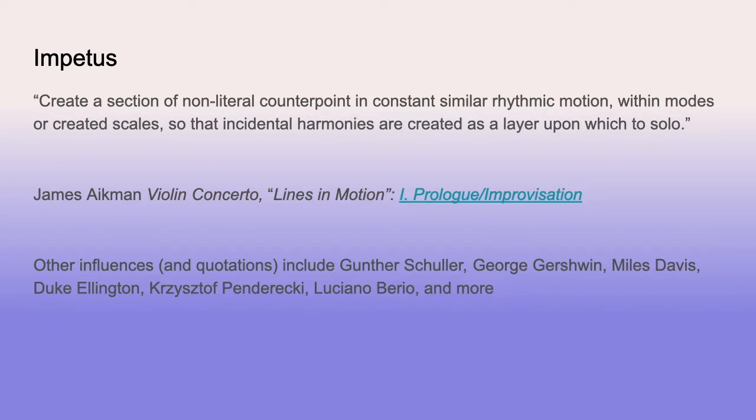Now, out of that whole phrase, the one part that stood out to me, I'm going to highlight it here, was the constant similar rhythmic motion, which seemed to me to describe a walking bass line. If we think of a jazz ensemble playing, the bass player is typically playing a walking bass line in which we have these steady quarter notes pulsing along, giving the rest of the ensemble a sense of where the rhythm and tempo lay, and then the rest of the ensemble is improvising to that.